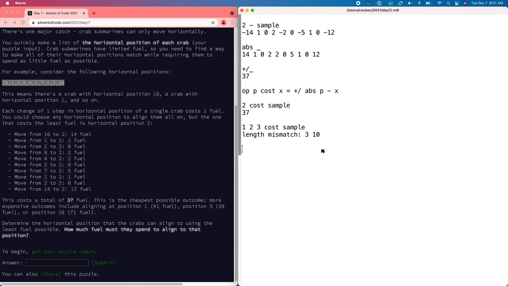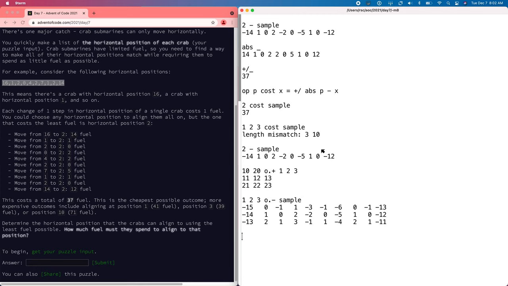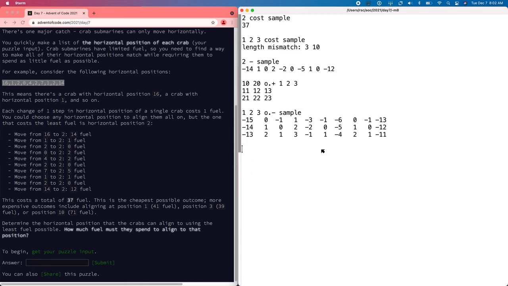We started with 2 minus sample, and if we want to try multiple positions, we'd like to do something that produces that kind of row for each position. And that's exactly what the outer product operation does. For example, 10, 20, outer plus 1, 2, 3 makes the entire matrix of combinations and applies plus. So we can do the same thing with outer minus to get all three rows for the distances.